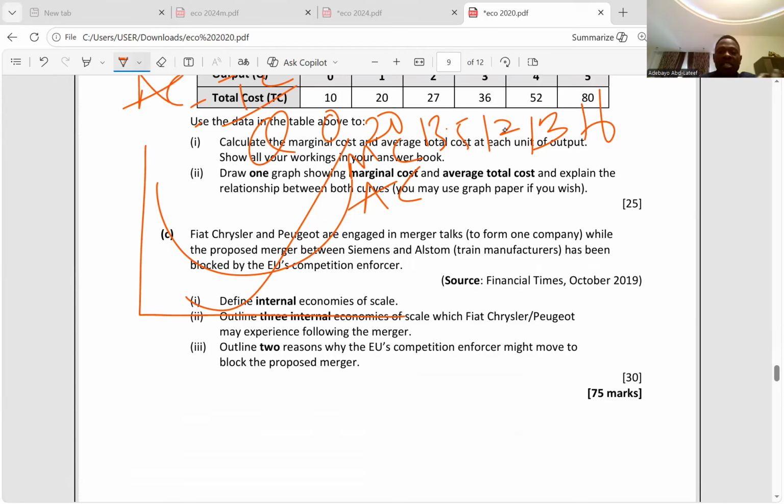Now the relationship is this. If the MC is greater than AC, like this point, it means the average cost is increasing. If MC is equal to AC, it simply means optimum level. And if MC is lower than AC, it means AC is also reducing, and that is economies of scale. So that's how to draw the graph.